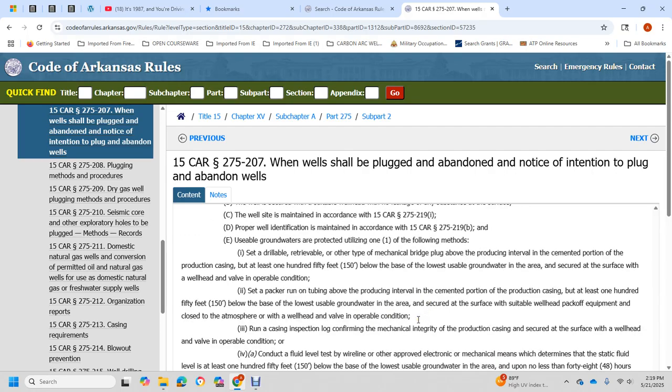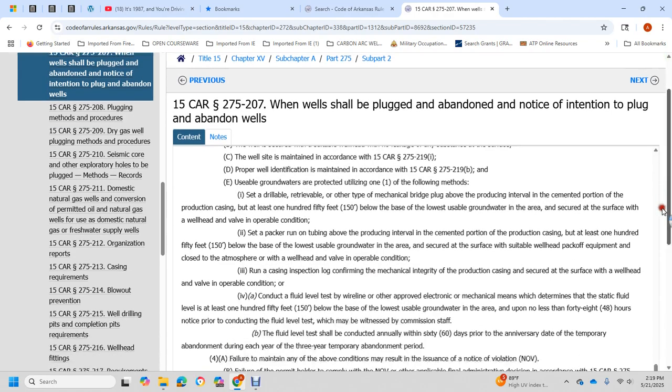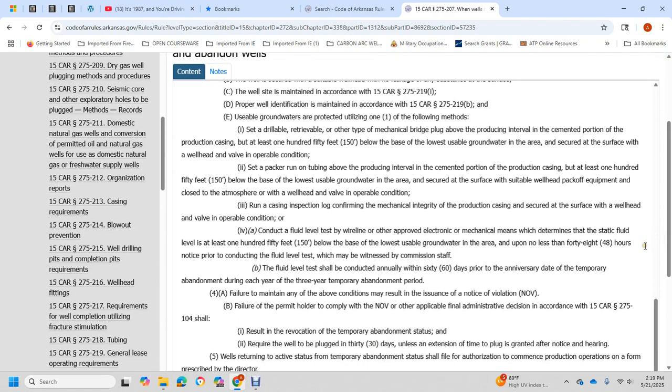Set drill, retrieval of the other type of mechanical plug above the producing interval, and then the portion of the production casing, at least 150 feet below the base of the lowest usable groundwater in the area, secured at the surface of the wellhead, with the operating conditions of the packer running on the production tubing, with the interval cemented, the portion of the production casing at least 150 feet over the base of the lowest usable groundwater of the area, secured at the surface of the wellhead, with the packoff equipment closed to the atmosphere, and the wellhead valve in operable condition.